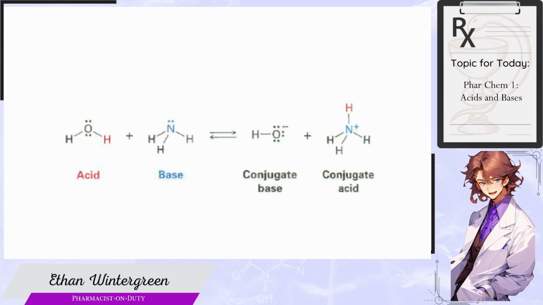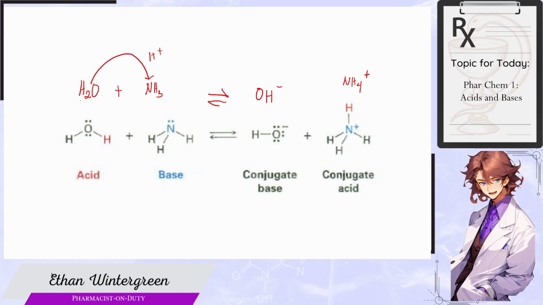So again, let's have another example. Here, our acid is water, H2O, plus a base, which is our ammonia. It would form, let's see, H2O would give one hydrogen ion. So NH3 becomes NH4, your ammonium. And H2O minus H becomes OH.